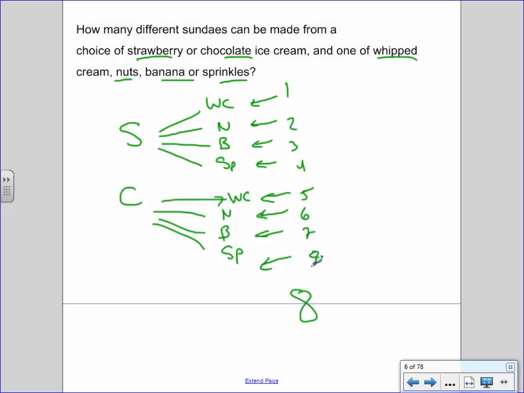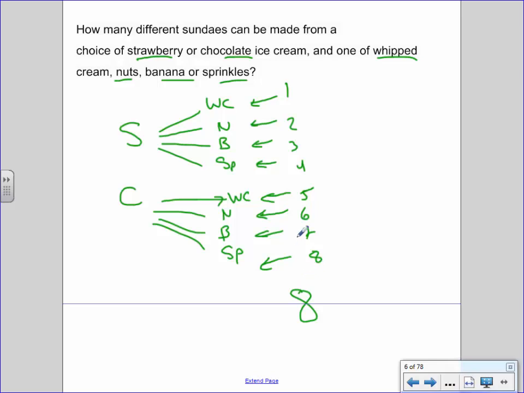Now, this works really well if you can literally draw them all out. But let's say you go to Marble Slab, and there's 19 flavors of ice cream, 14 toppings, 8 different kinds of cones. And you could have 2 scoops of ice cream or 1 scoop of ice cream. Or you could have 5 toppings or 2 toppings or no toppings, right? It gets confusing. So although once in a while we'll draw a tree diagram, most of the time we're not going to bother with the tree diagram.